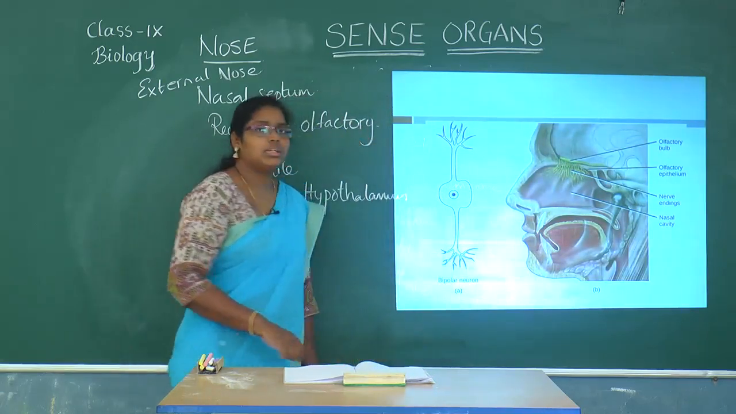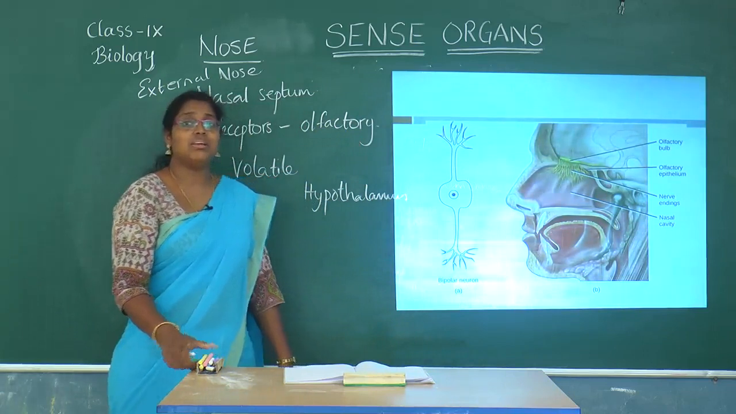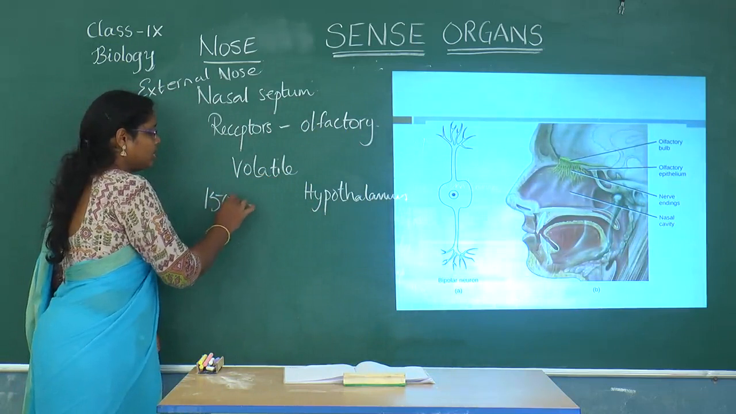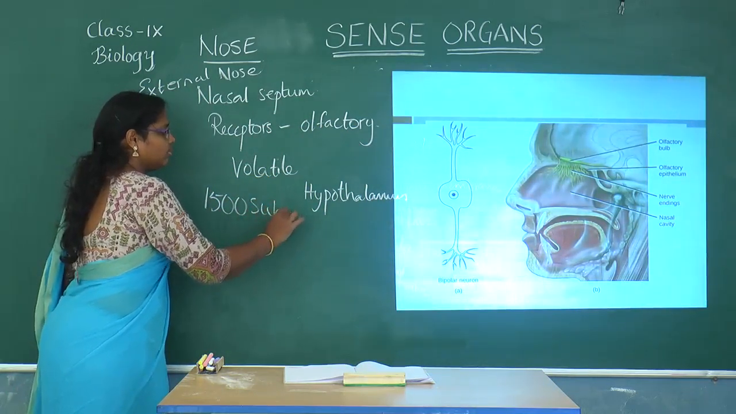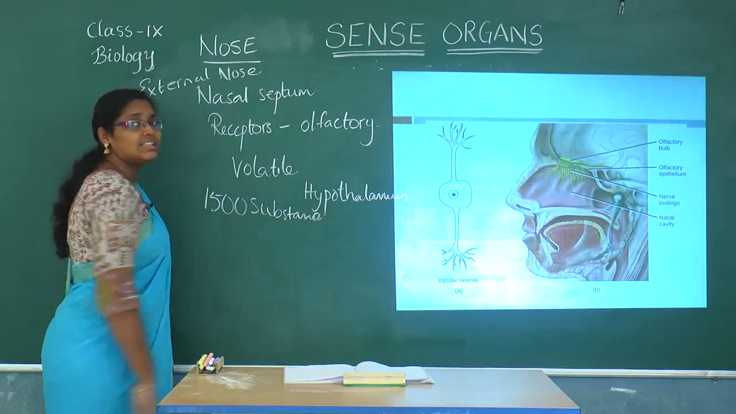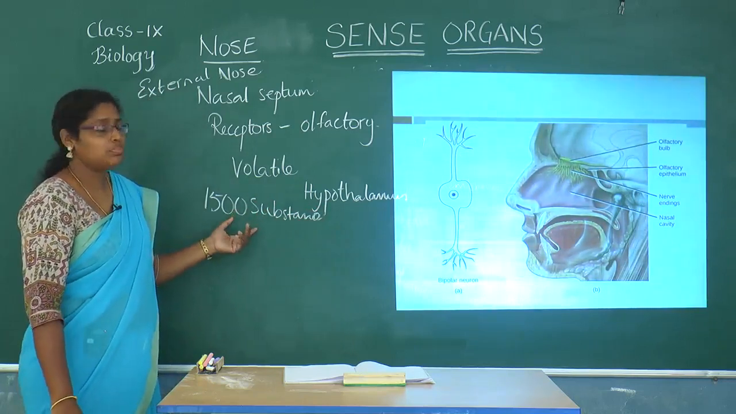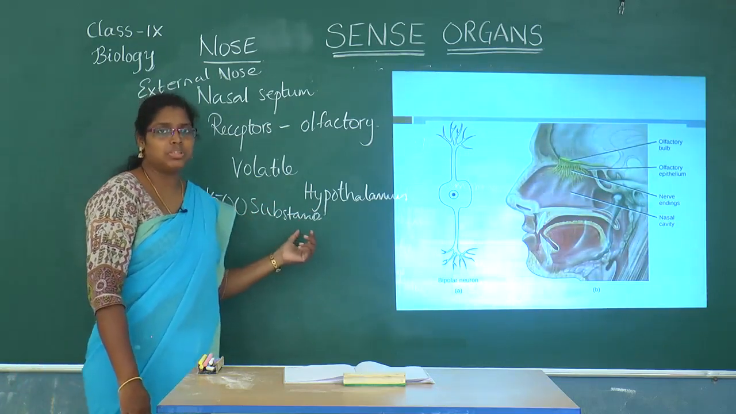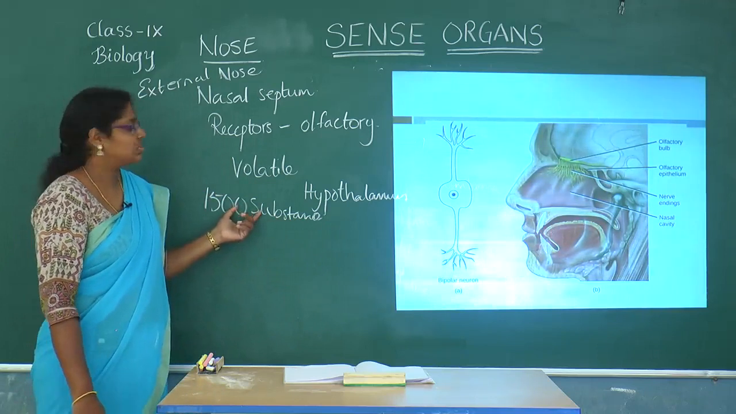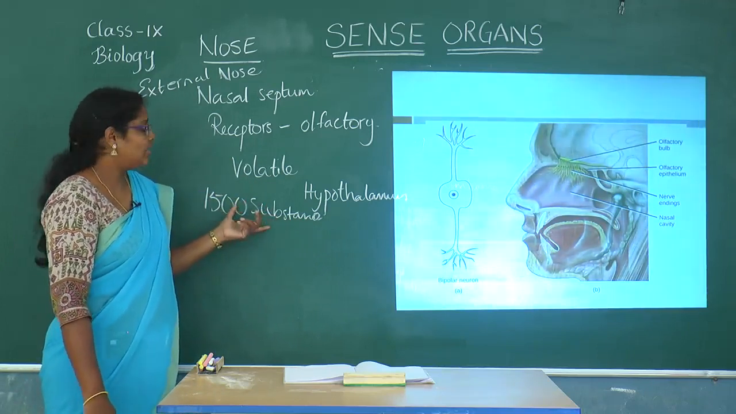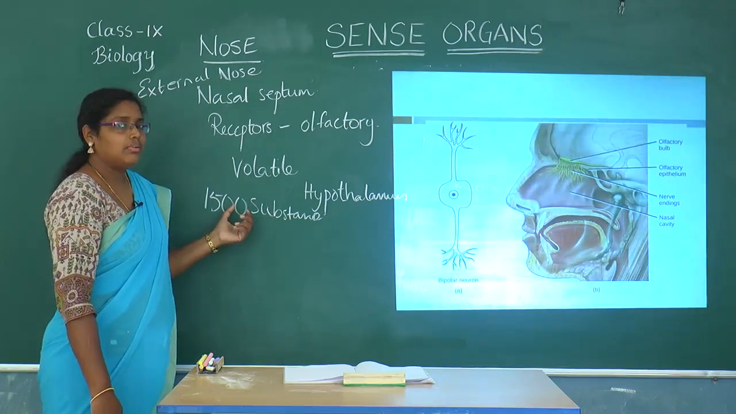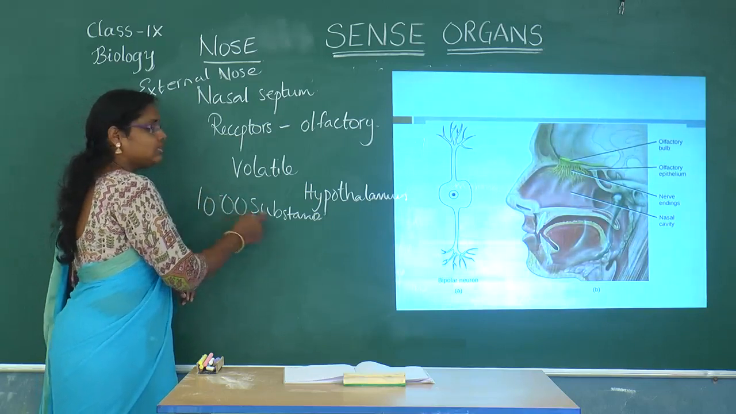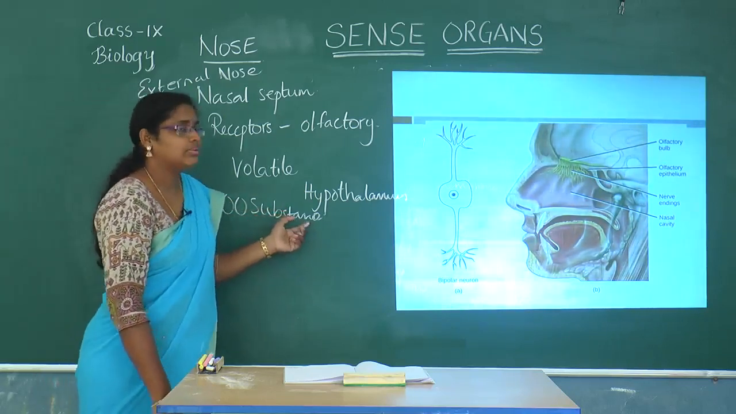The nose can sense nearly 1500 substances. Different smells can be sensed, but normally we can smell and analyze only a few substances, whereas it has a capacity of analyzing 10,000 substances.